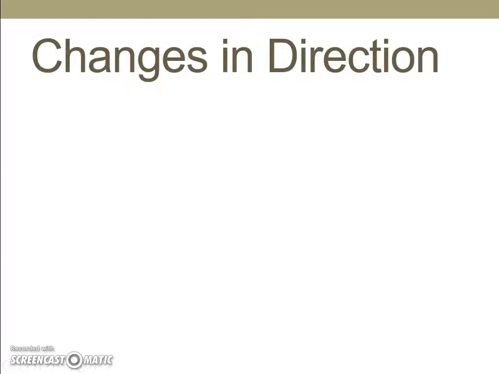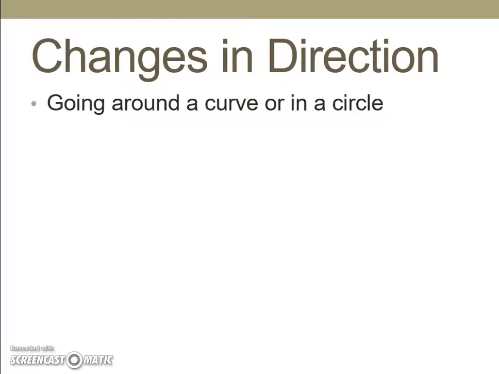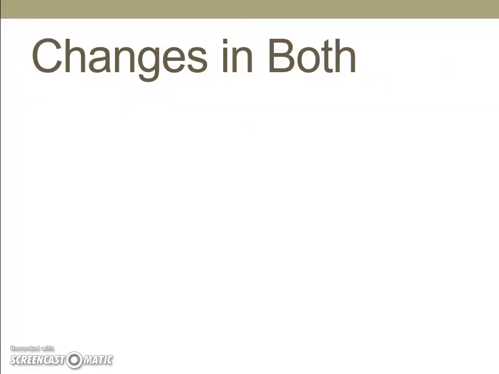The other way that we can have changes, or we can have acceleration, is by a change in direction. So going around a curve or in a circle, majority of the time your speed is staying constant, but your direction is constantly changing. So think about a merry-go-round. And then of course we can have changes in both speed and direction simultaneously. And in those cases, think of a roller coaster.